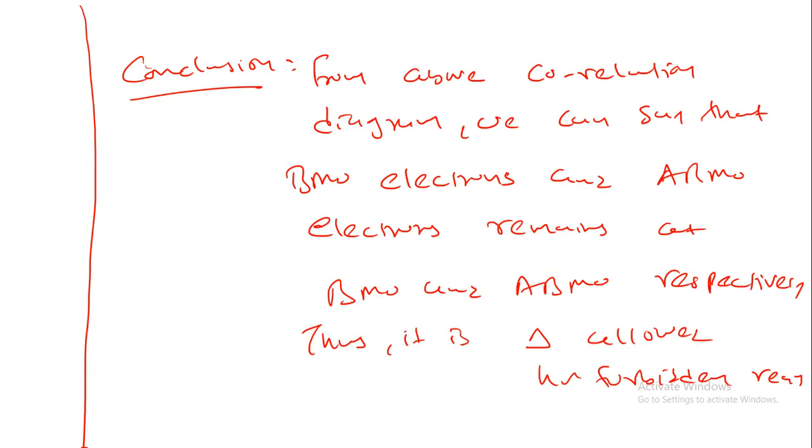In the end, you can write the conclusion. So this is our conclusion. From the above correlation diagram, we can say that the BMO electrons and ABMO electrons remain at the BMO and ABMO respectively. Thus, it is a thermally allowed reaction and photochemically forbidden reaction. So this is our correlation diagram for the 4 plus 2 as well as the 2 plus 2 cycloaddition reaction.